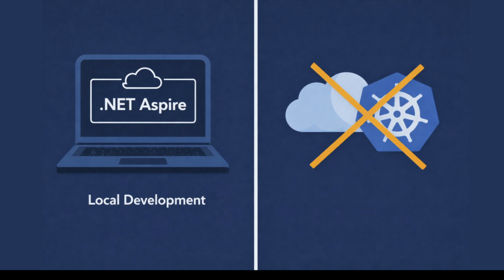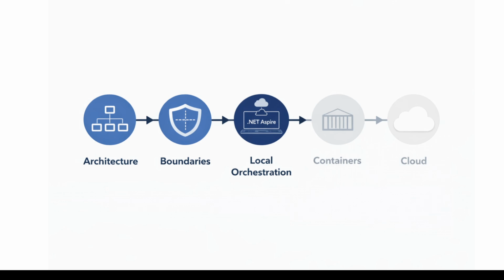Let me be very clear, .NET Aspire is not for production deployment. It does not replace Docker, it does not replace Kubernetes. Aspire helps us before we reach that stage. In this course, we follow a very deliberate order: architecture first, service boundaries next, local orchestration, and then container and cloud later. This avoids locking decisions too early and keeps learning focused.